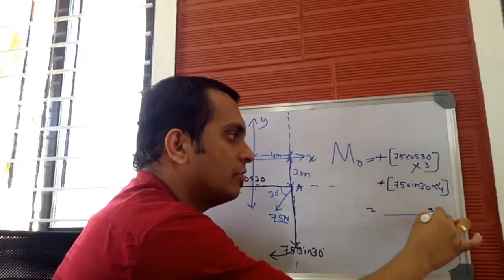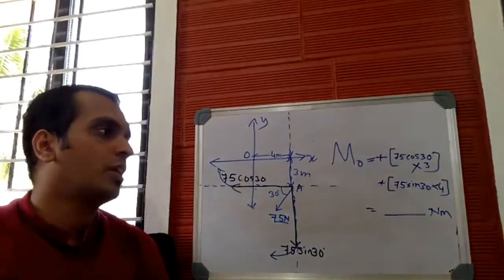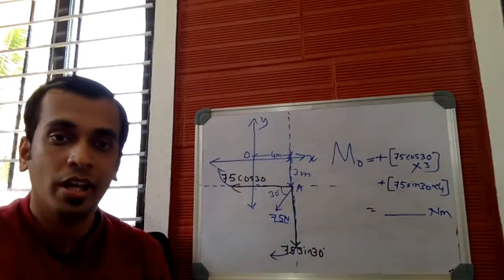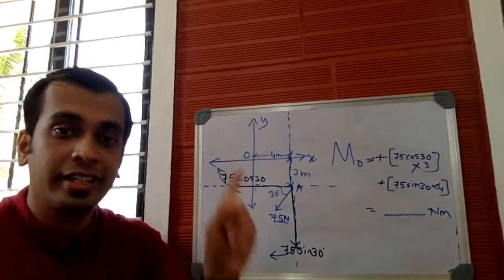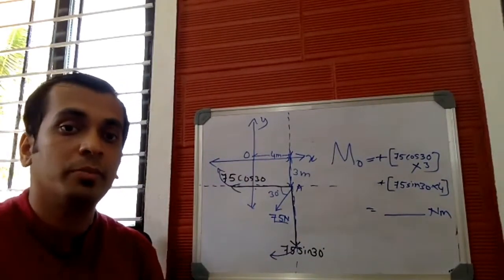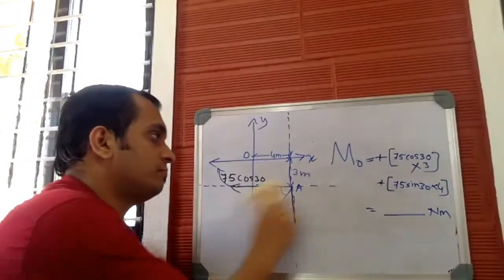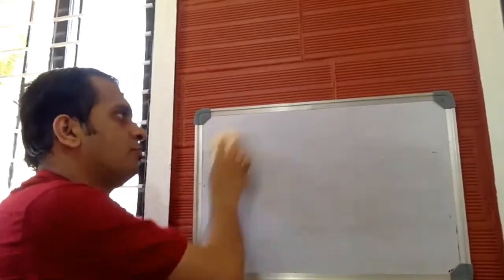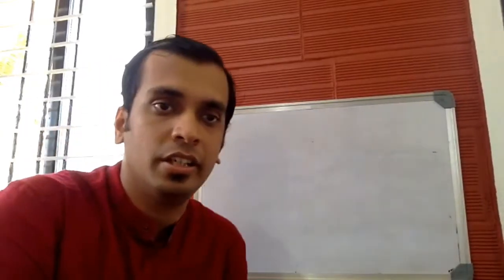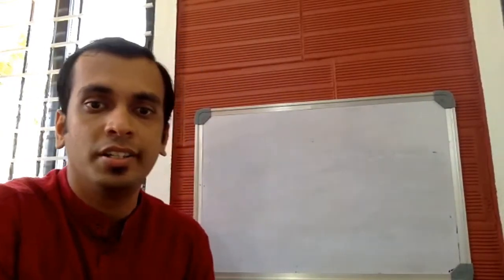Calculate this and then get it in terms of Newton meter, either clockwise or anti-clockwise. It's there in the notes, the second problem in the photocopy notes. Let us solve a few more examples and let the other examples be given as assignment or homework.